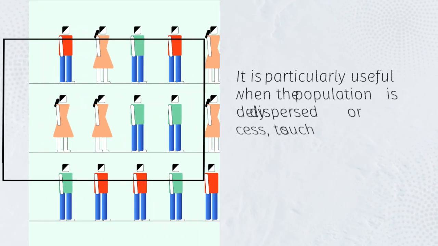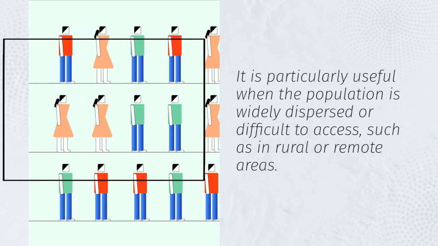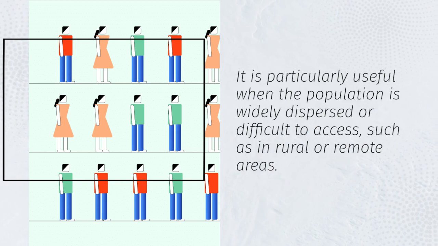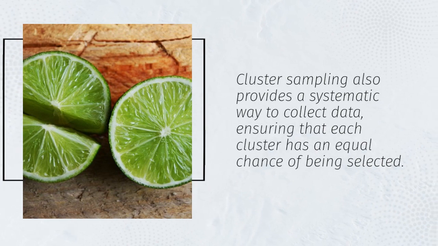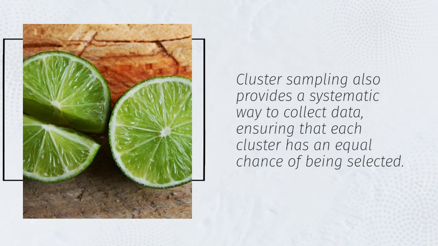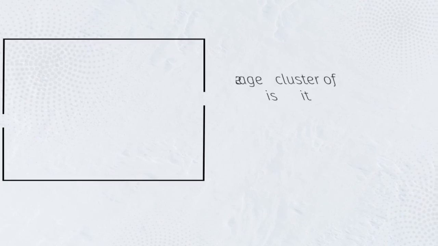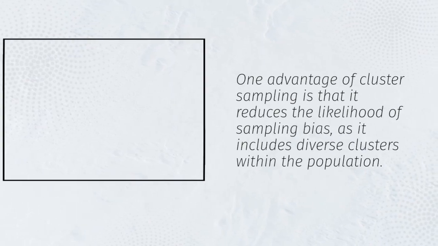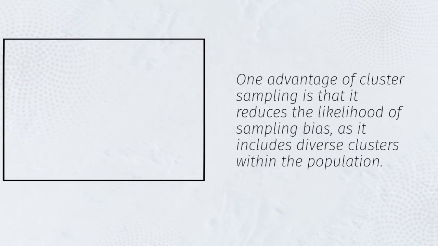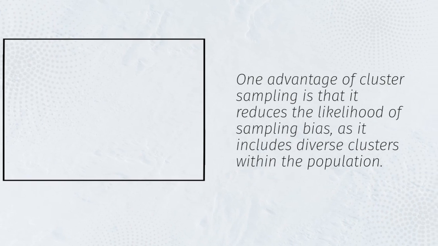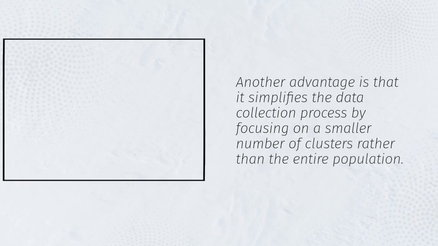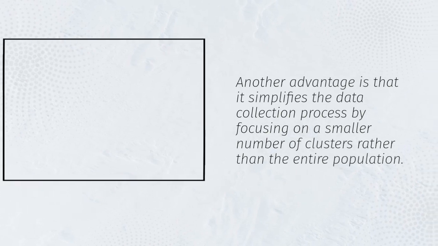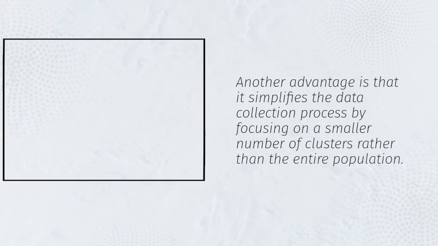It is particularly useful when the population is widely dispersed or difficult to access, such as in rural or remote areas. Cluster sampling also provides a systematic way to collect data, ensuring that each cluster has an equal chance of being selected. One advantage of cluster sampling is that it reduces the likelihood of sampling bias, as it includes diverse clusters within the population. Another advantage is that it simplifies the data collection process by focusing on a smaller number of clusters rather than the entire population.